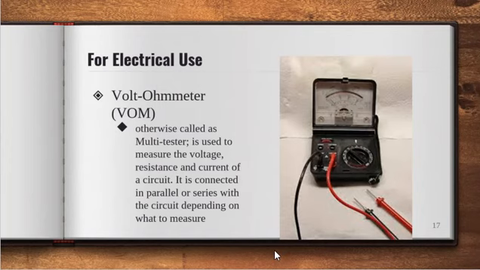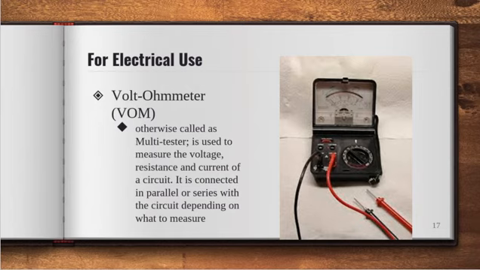For electrical use, we have the ohmmeter or the voltmeter. We call it the VOM, otherwise called multitester, used to measure the voltage, the resistance, and current of the circuit. It is connected in parallel or series with the circuit depending on what to measure.